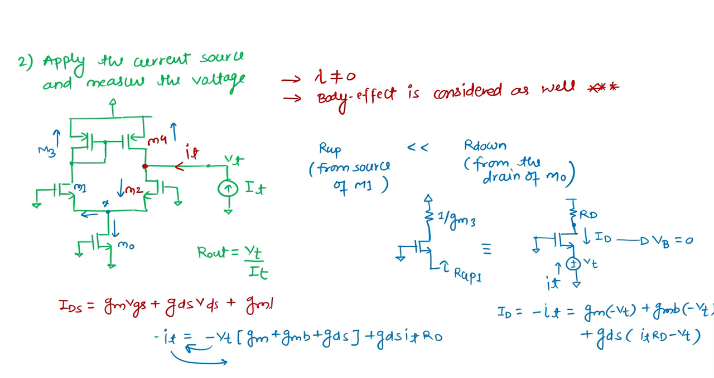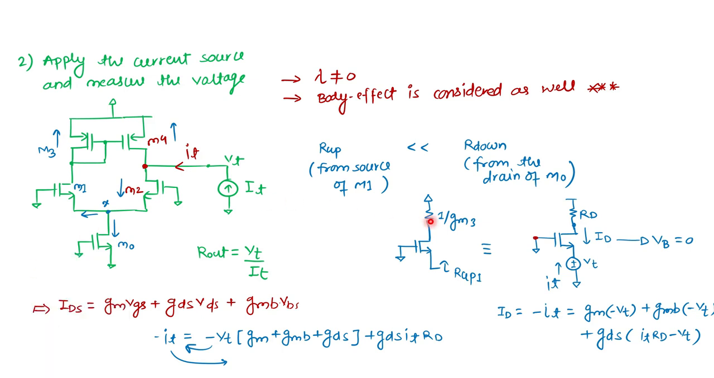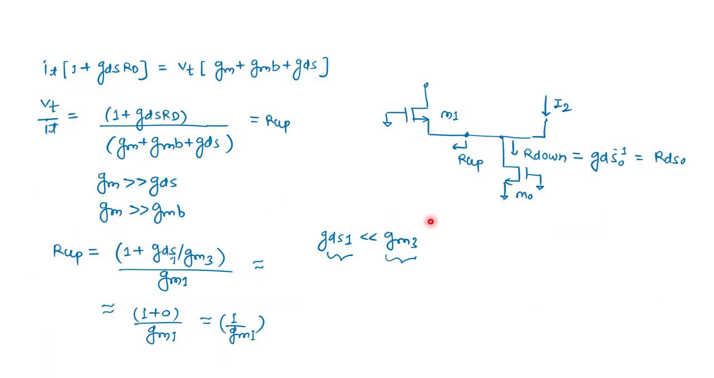So GM times VGS, and here we know all these values: the gate voltage value and the source voltage value. From this equation only I have written this in a single line, and after that we calculated it here. These are the few assumptions we should always consider, and approximately you can say the looking-up impedance is 1 upon GM. And as for the looking-down impedance, it is nothing but RDS of this transistor M0.